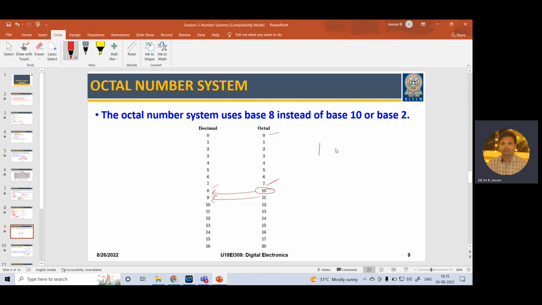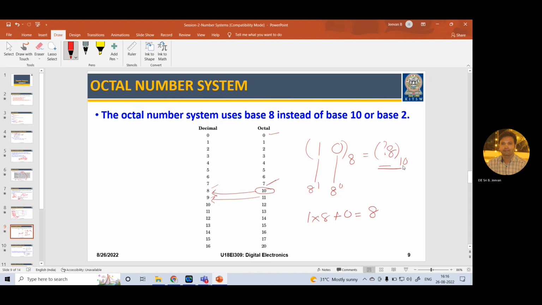Right? So I'm saying 1 0 in octal is equal to something in decimal. How do you do that? This is 8 to the power 1, this is 8 to the power 0. Same as you do binary to decimal, in a similar fashion you have to do octal to decimal. This is 1 into 8 plus 0. It's nothing but 8. Answer is 8.